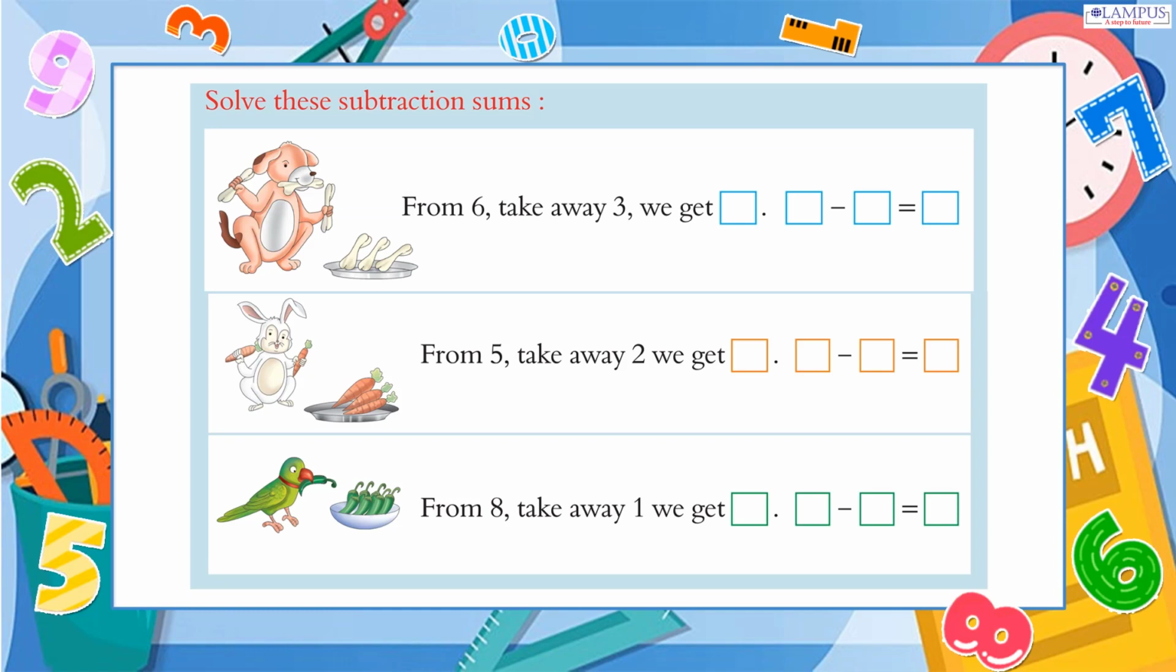Solve these subtraction sums. From 6, take away 3, we get. From 5, take away 2, we get. From 8, take away 1, we get.